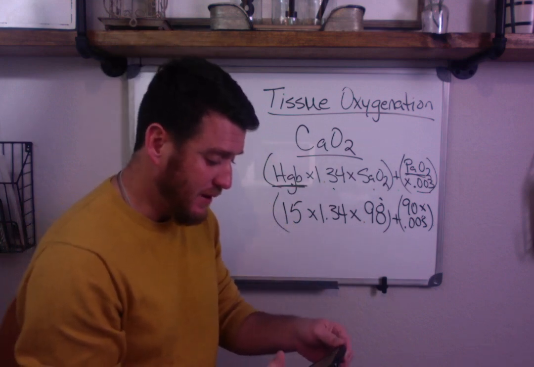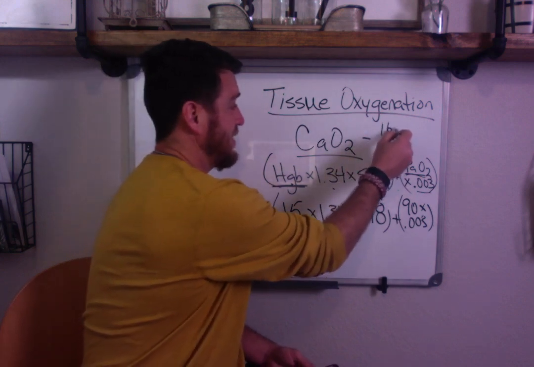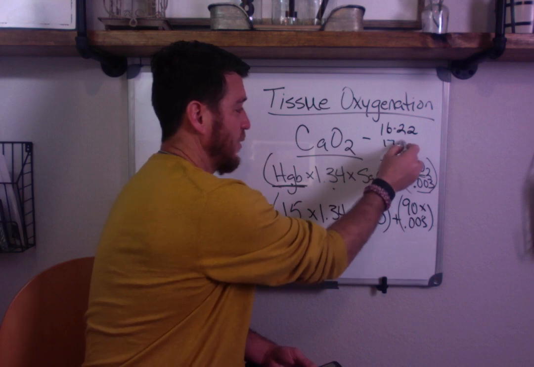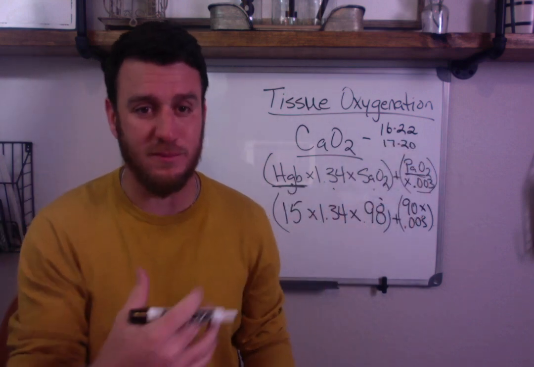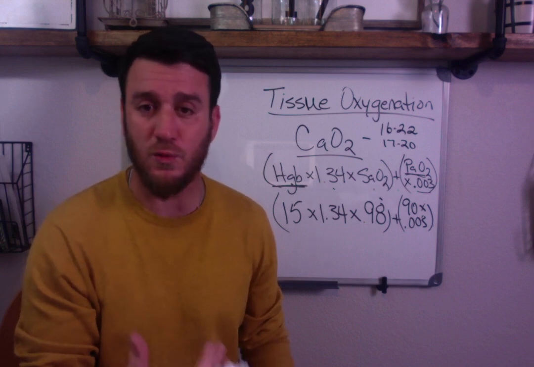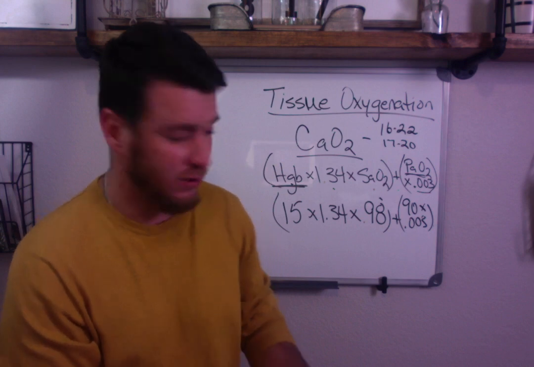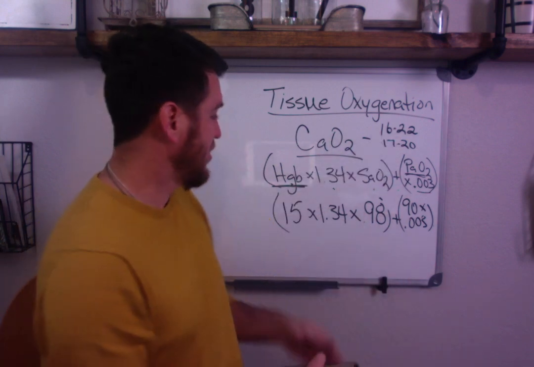Now, you know that the normal value for CaO2 should be between 16 and 22. Now, some places reference this at 17 to 20. It's okay. Small variance in references depending on what reference you look at. It's okay. Those are still basically the same numbers. Everyone agree? Cool. So here we go.